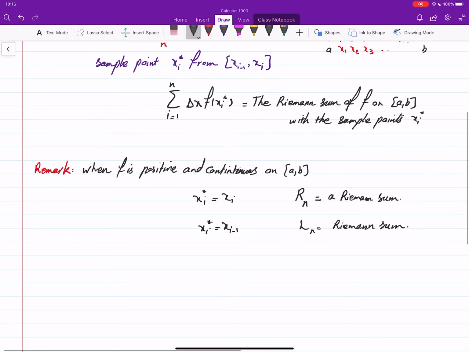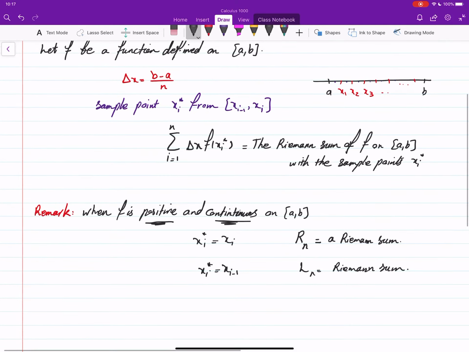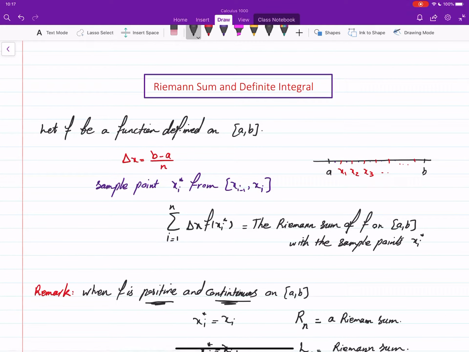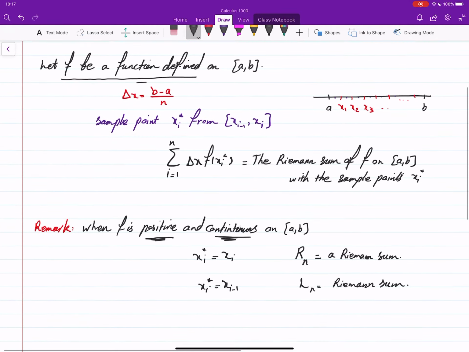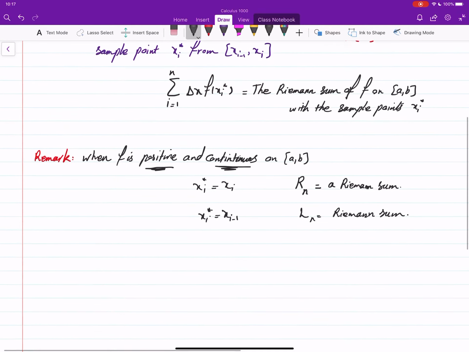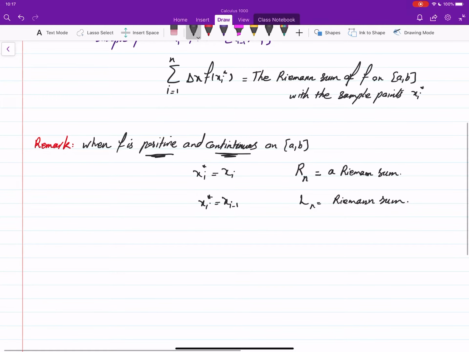Basically what I'm trying to say is that the area problem was a special case of what we are doing here. Why a special case? Because in the area problem, we only considered positive and continuous functions, while here, we are not assuming the function is continuous, nor that it is positive. So that's one thing that we have to keep in mind.